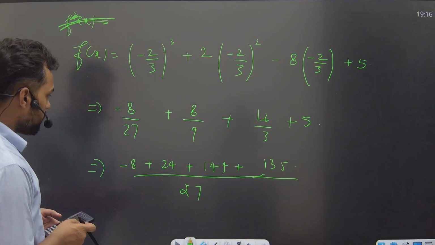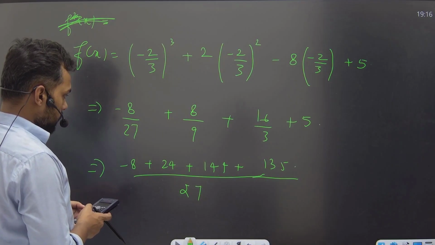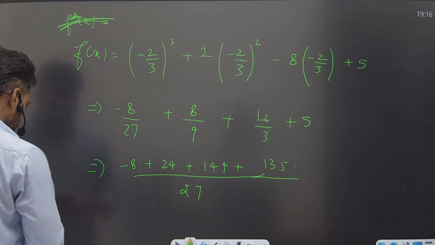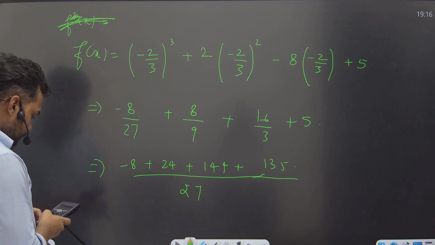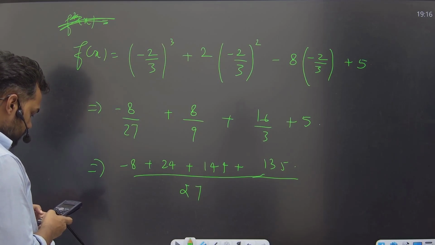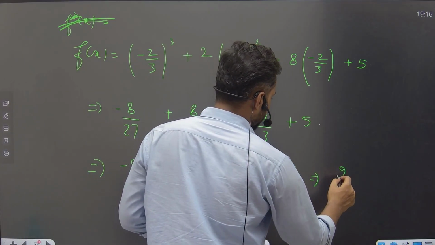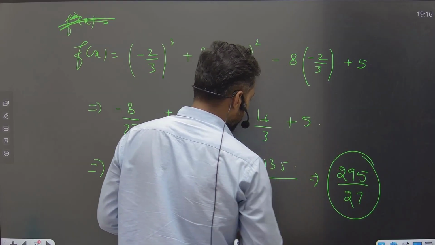So we will be getting the positive value of x here. First, we need to calculate 135 plus 144 plus 24 negative of 8. So the value which we are getting is 295 by 27. This is the value of function f(x). Okay.